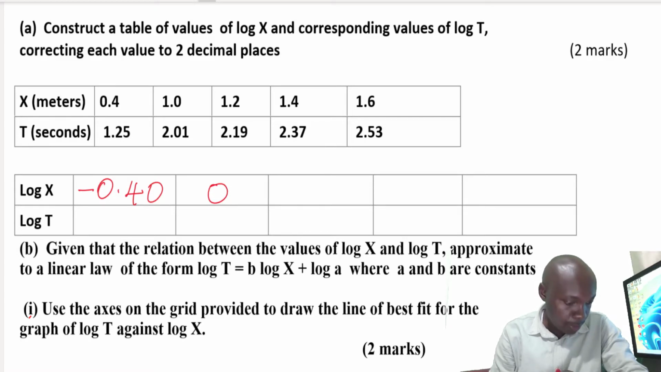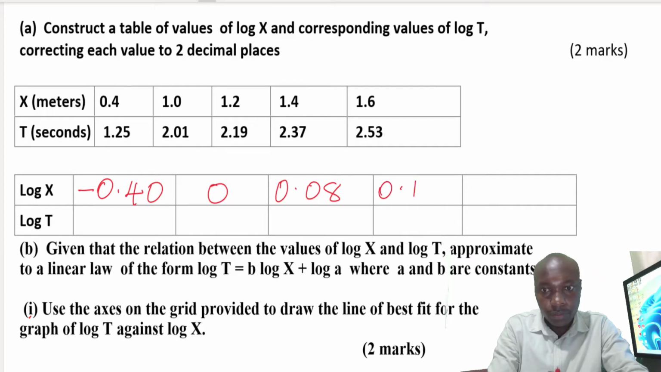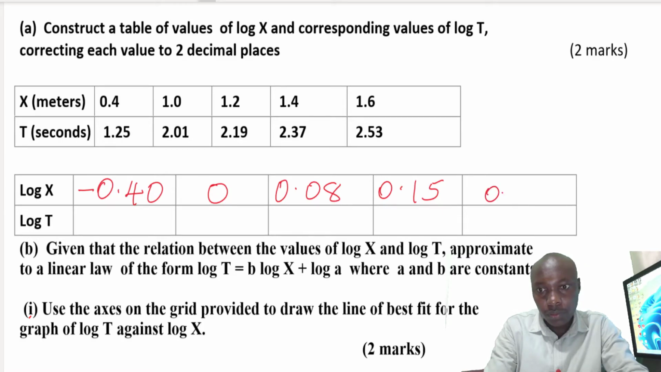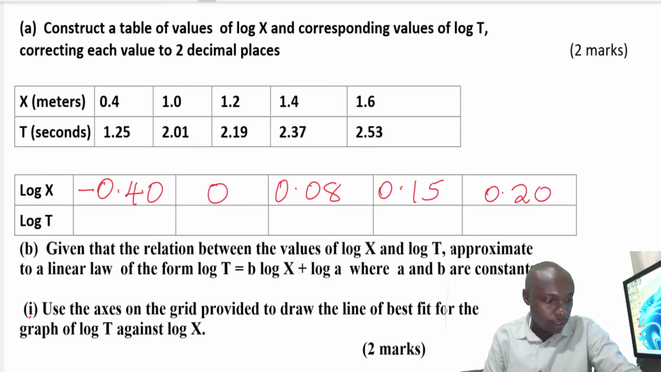Then logarithm of 1.2 will give 0.08. Logarithm of 1.4 is 0.15. Then logarithm of 1.6 is 0.20. That is the column of log x.